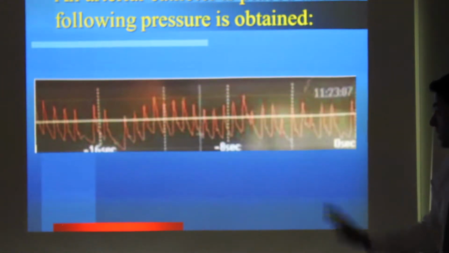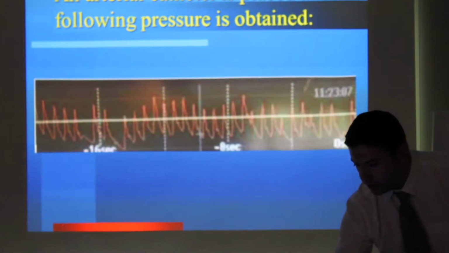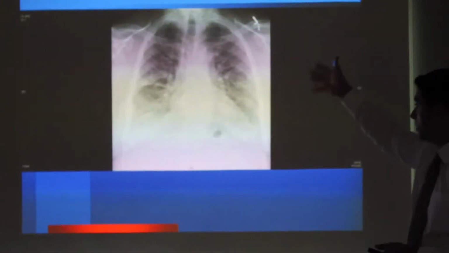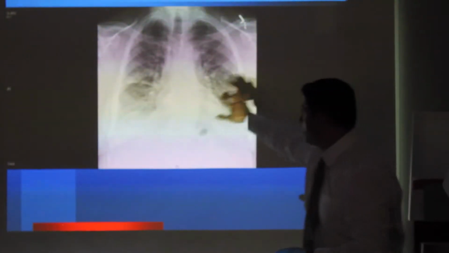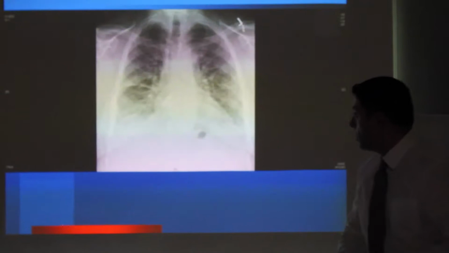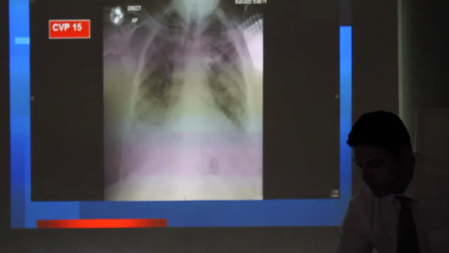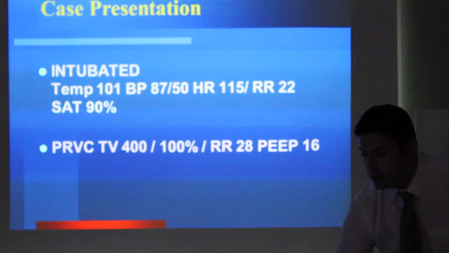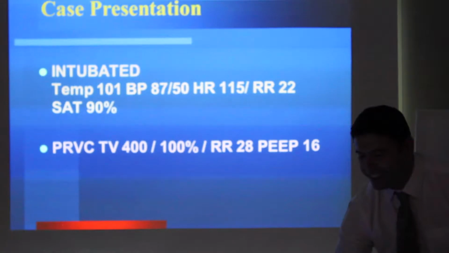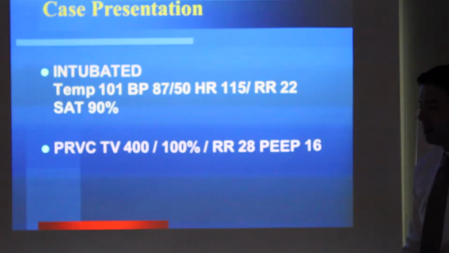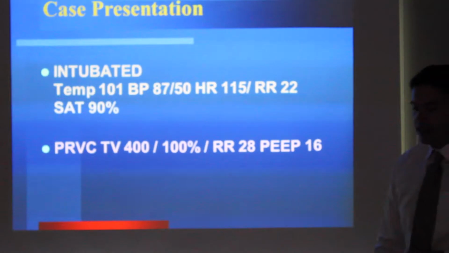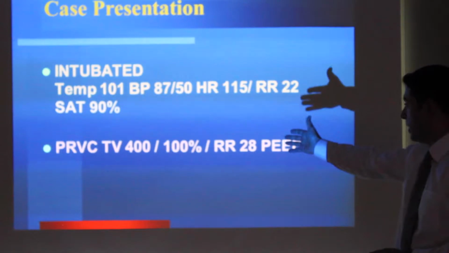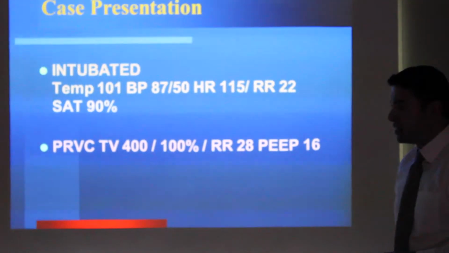Is he intubated? Not yet. And that's his X-ray. Trachea midline, you see bilateral infiltrates in both lungs, and a central line was placed. CVP is 15. So now, intubated, temperature 101, blood pressure 87 over 50, heart rate 115, respiratory rate 22, SATs 90. We had to put him on PEEP 16 and 100% FiO2 to get his SATs more than 90.